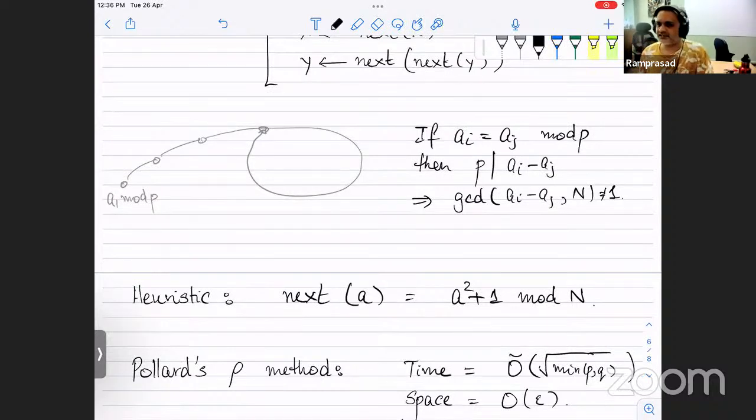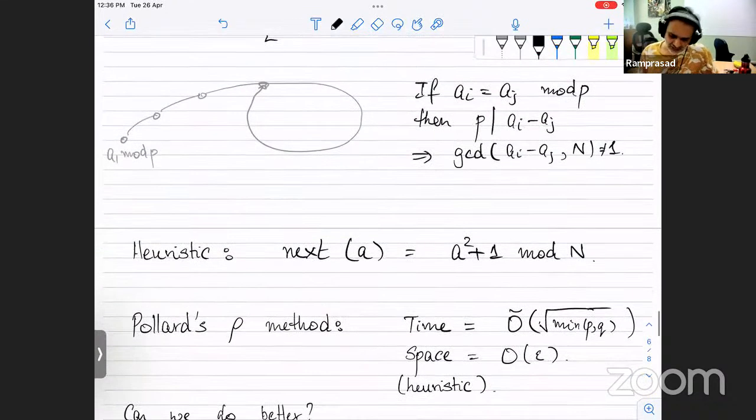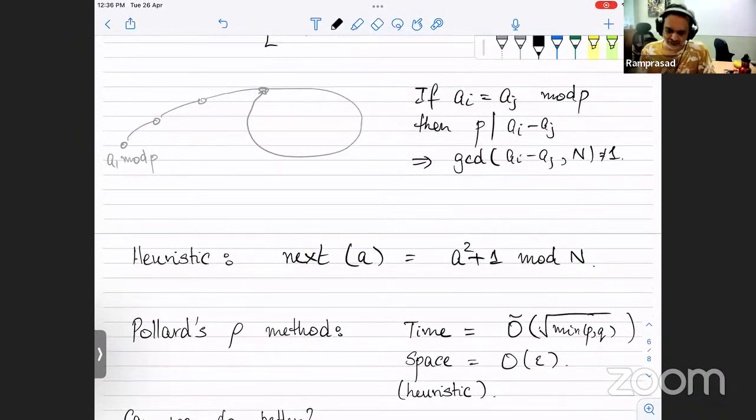Okay, and the space complexity is almost nothing. Basically 2 pointers. And this is called Pollard's rho algorithm. And of course, it's a heuristic because there's no reason to think that A squared plus 1 as a function of A is somehow like a randomly generated new sample or something. It's clearly correlated. But in practice, it seems to do quite well.